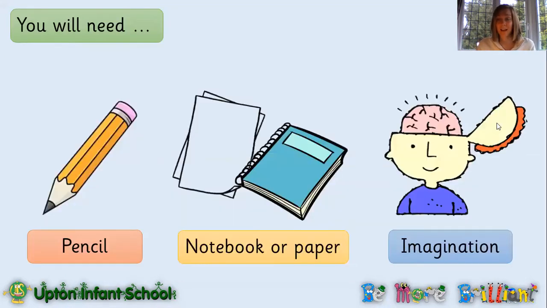So before we get started, let's make sure that you've got the bits and pieces that you need for your art lesson. So you're going to need a pencil, something to write with today, and a piece of paper or a page in your notebook or your exercise book. And you need your imaginations for me today, Year 1. So you need to be thinking about pattern, and we're going to see how creative and imaginative we can be.